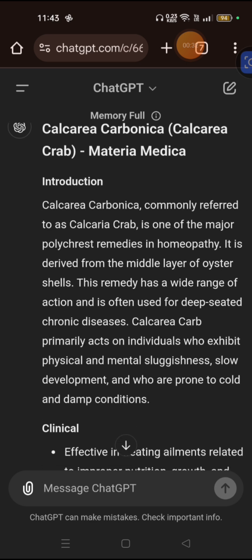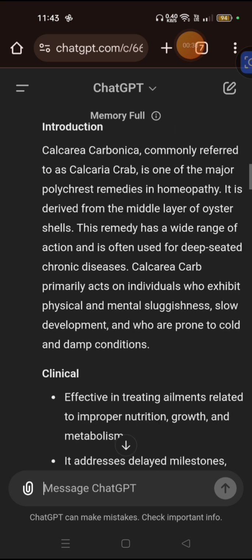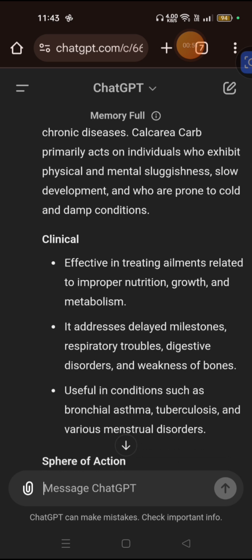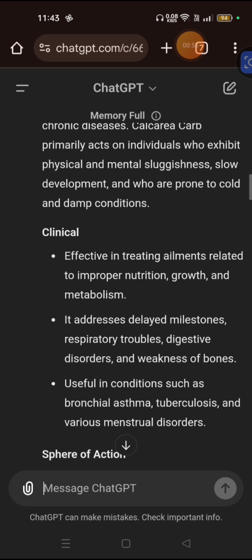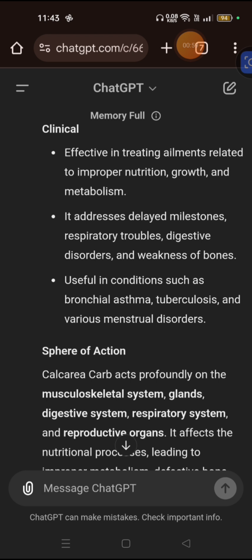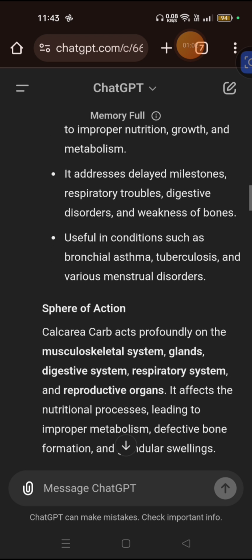Calcarea carb primarily acts on individuals who exhibit physical and mental sluggishness, slow development, and who are prone to cold and damp conditions. Clinically effective in ailments related to impaired nutrition, growth, and metabolism. It addresses delayed milestones, respiratory troubles, digestive disorders, and weakness of bone. Useful in conditions such as bronchial asthma, tuberculosis, and various menstrual disorders.